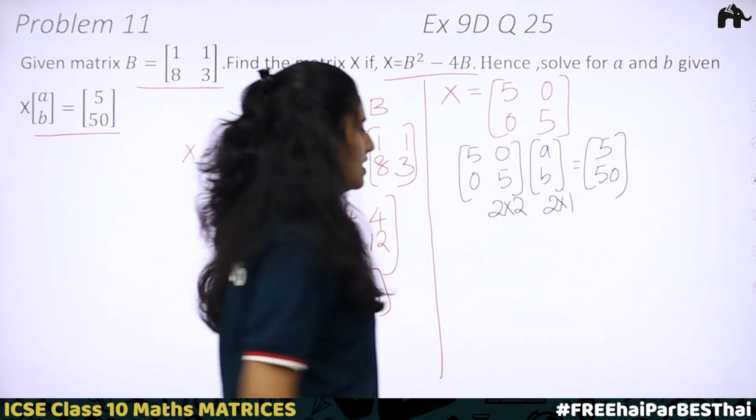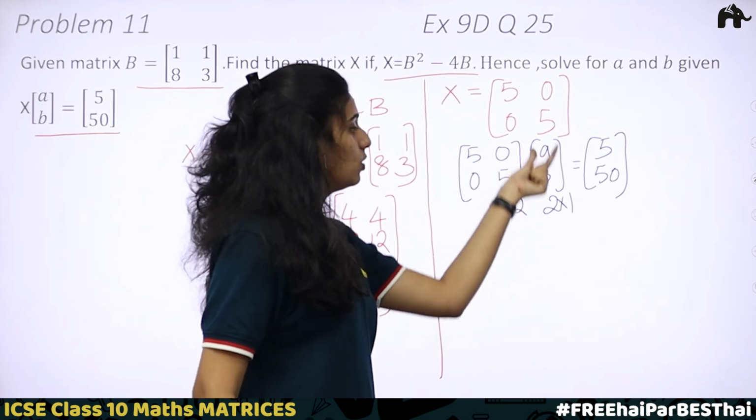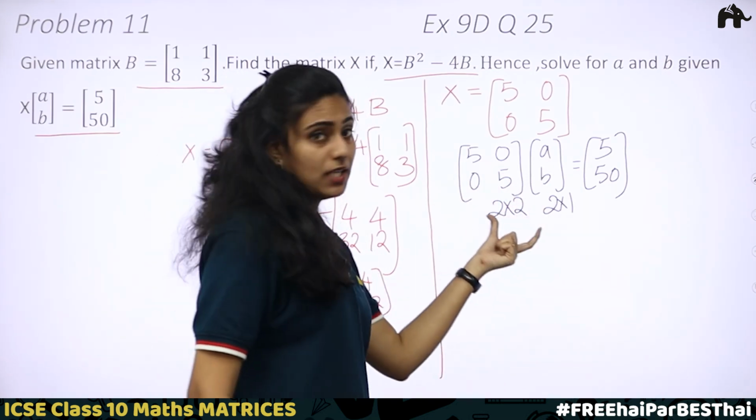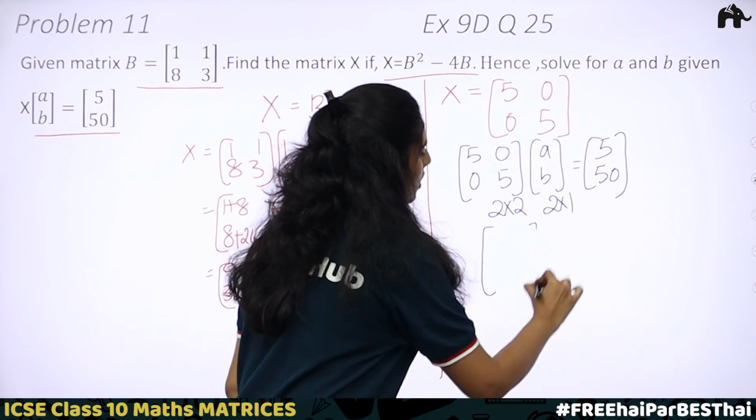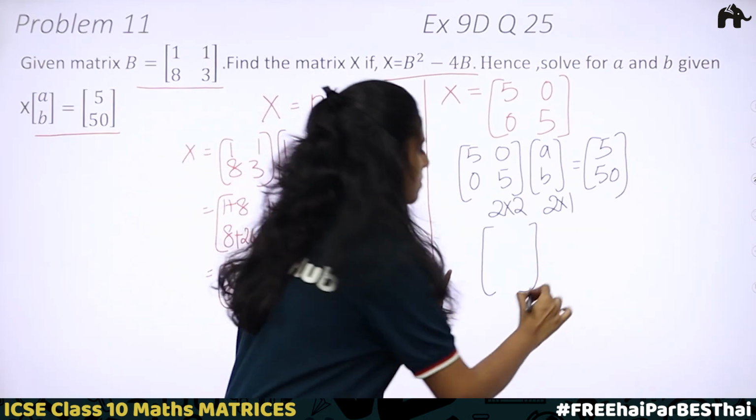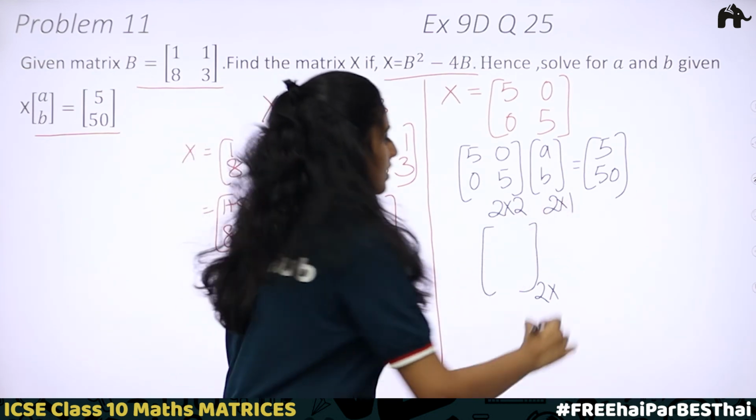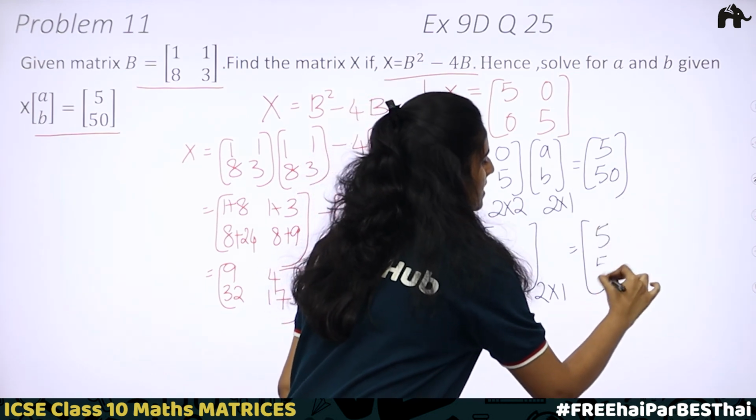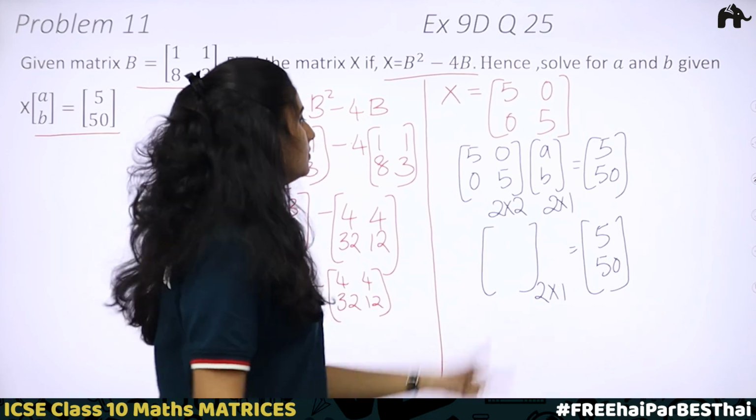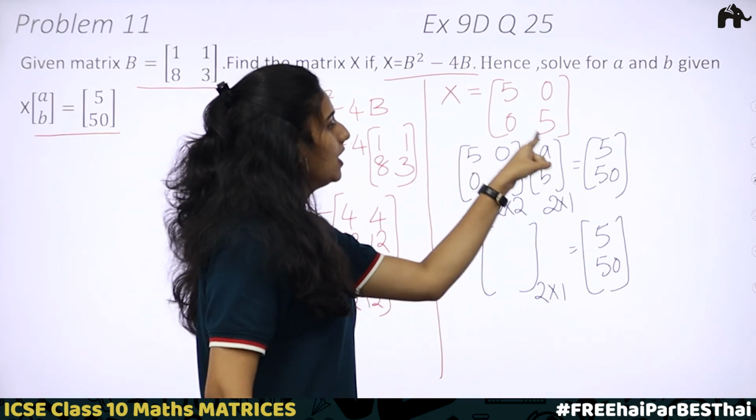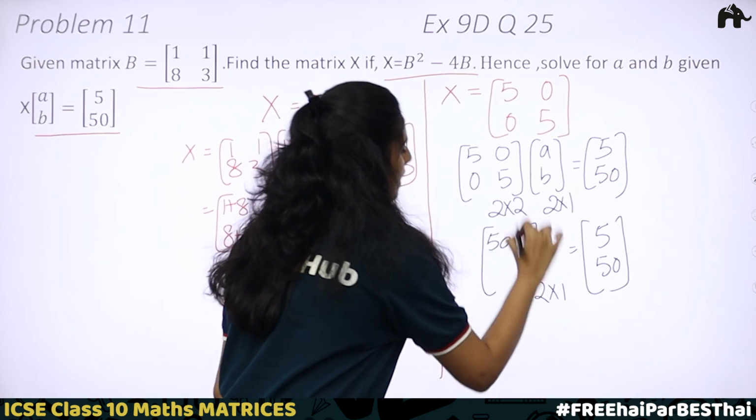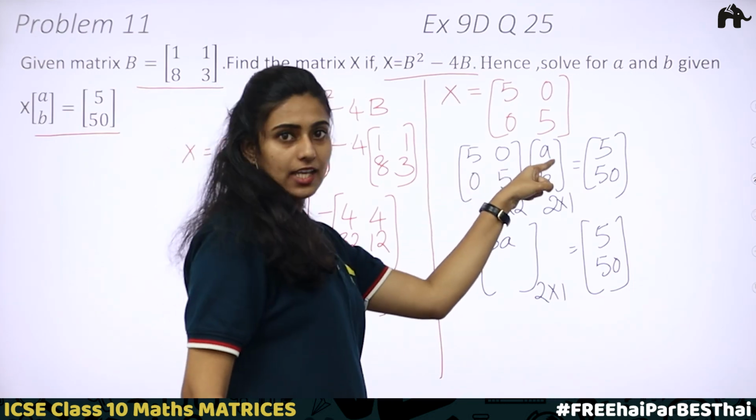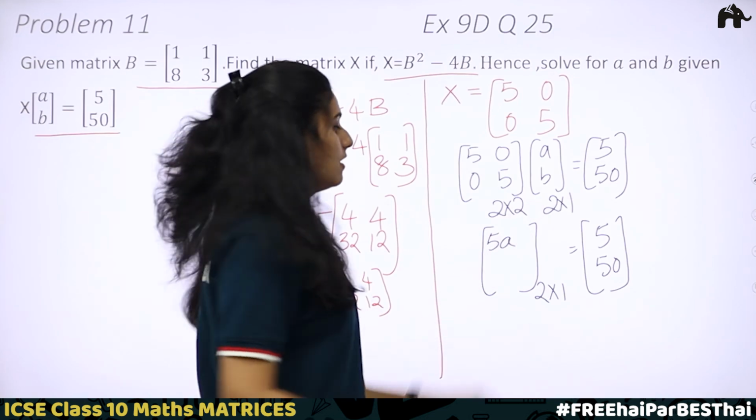2 by 1 matrix. Number of columns in this matrix is equal to the number of rows in the second matrix, which means matrix multiplication can be performed, and we will be getting a product matrix which is of the order M by P. Here M is 2 and P is 1. 2 by 1 matrix. RHS we have a 2 by 1 matrix. Okay. What are the elements? First element 5 into A, 5A plus 0 into B, which is 0. Next element 0 into A, 0 plus 5 into B, 5B.